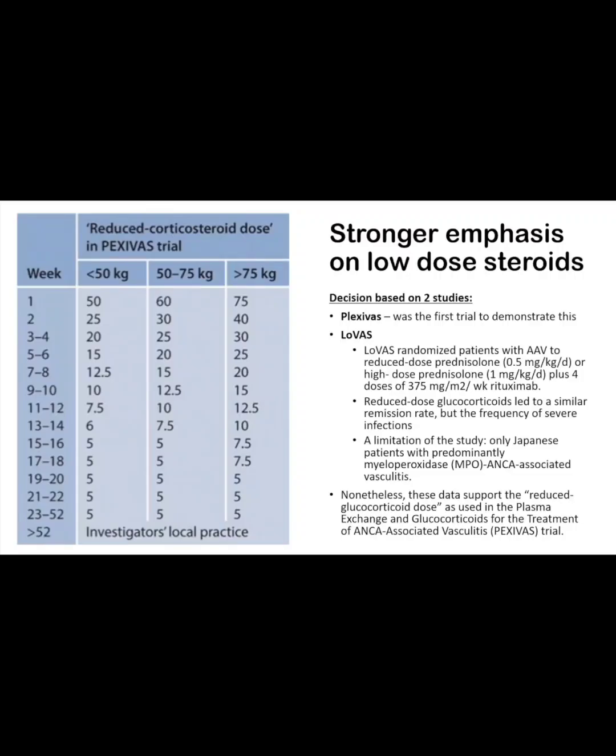The LoVAS trial recruited patients that were induced with rituximab. They were then randomized to either 0.5 milligrams per kilogram per day of prednisone, or the high dose arm, which was 1 milligram per kilogram per day. The reduced dose glucocorticoids led to similar remission rates, but the frequency of severe infections was higher in the high dose glucocorticoid arm. A limitation of the study was that it was mostly a Japanese cohort with a predominantly MPO ANCA vasculitis. Nevertheless, this data supported the reduced glucocorticoid dose that was seen in the PEXIVAS trial.